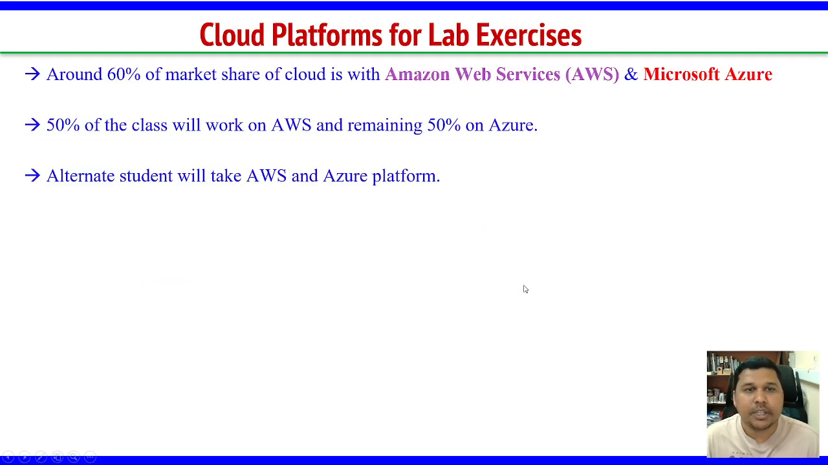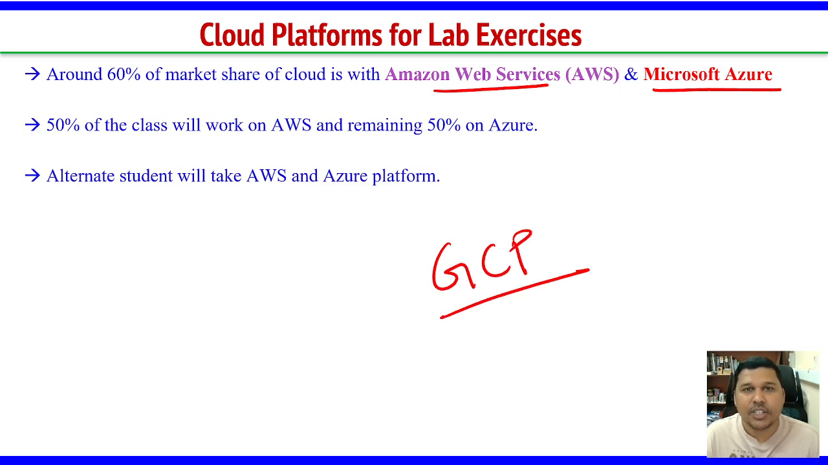So, we are going to use cloud platforms, right? Already we know that more than 60% of the market share is with only two vendors, that is AWS and Microsoft Azure. These two are leading. There is another one, Google Cloud Platform, GCP, which is also at the top. If you combine all three, almost 90% of the share is with these three cloud platforms. In our lab we are going to use AWS and Microsoft Azure.